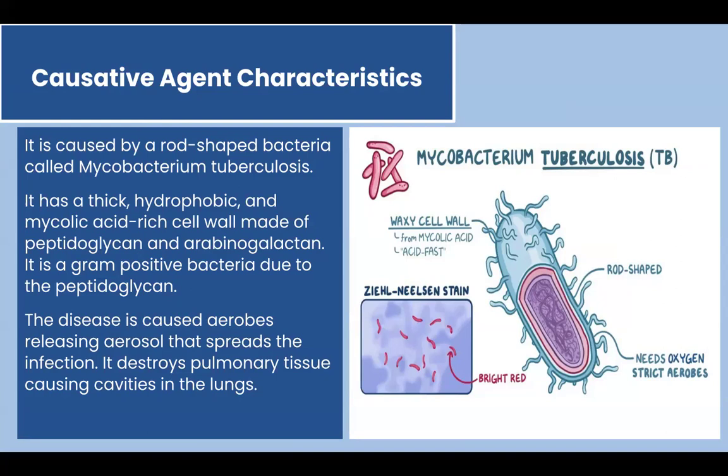The disease is caused by aerobes releasing aerosol that spreads the infection. It destroys pulmonary tissue, causing cavities in the lungs. And as shown by the figure next to it, it is rod-shaped and it stains bright red.